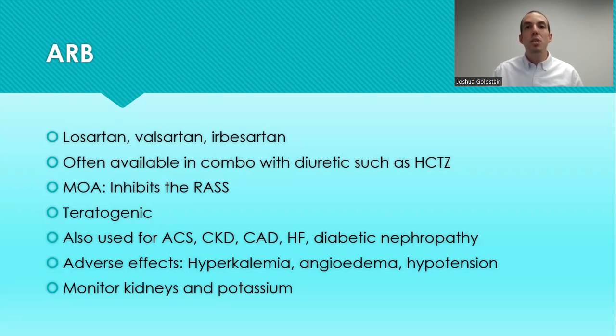Entresto, which is sacubitril and valsartan. It's one of the most popular medications for heart failure, and we'll discuss that more in the heart failure lecture. However, do please note that if a patient is on Entresto, they cannot also be on an ARB. And in fact, if they're on Entresto, we need about 36 hours before we can get them on an ARB once they stop taking their Entresto.